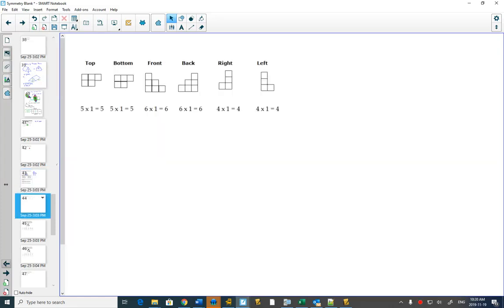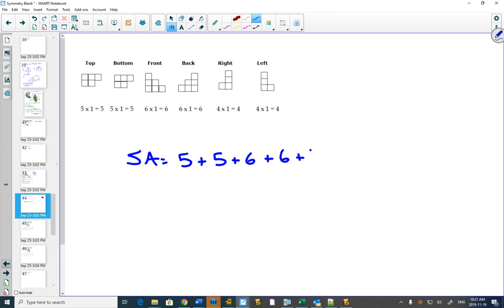Once you've drawn all the views, then to calculate the surface area, from the top you see 5 blocks. From the bottom 5 blocks, from the front 6, from the back 6, from the right 4, from the left 4. The total surface area will be 5 plus 5 plus 6 plus 6 plus 4 plus 4, which is 30. There was no units given, so I'm going to just say units squared, because remember, surface area is always in units squared.